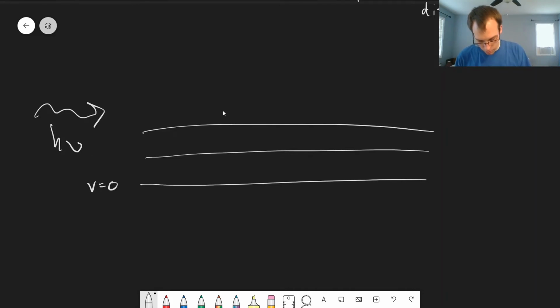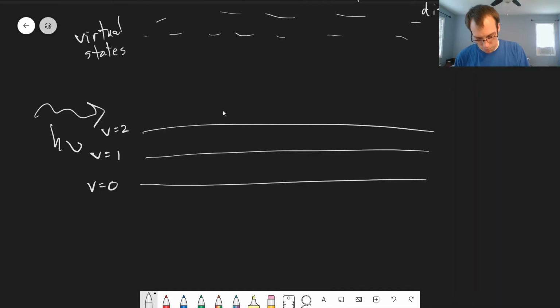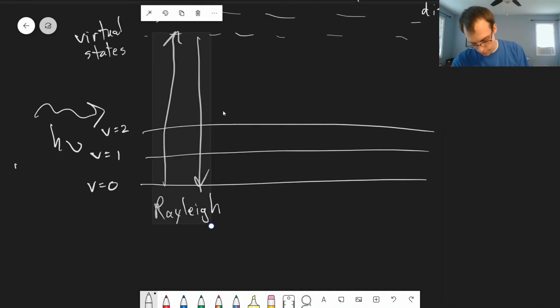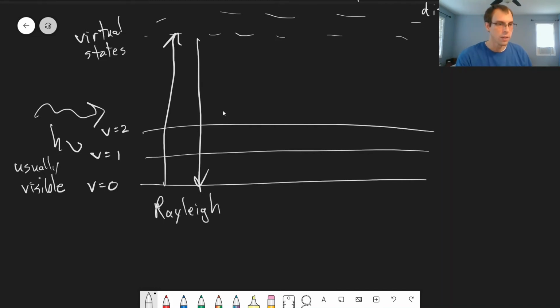So say we have our molecule with different V levels, V equals 0, V equals 1, V equals 2. And up here we have what are called virtual states. These are not actual states of the molecule, but we use this to understand what's going on. So Rayleigh scattering is where the light comes in, our molecule goes up to this virtual state, we add in the energy of our photon, but then it goes right back to exactly the same energy level. And this light that we use is usually visible radiation. Right, and so we see no net change, and this is the sort of scattering that I showed in the previous picture.